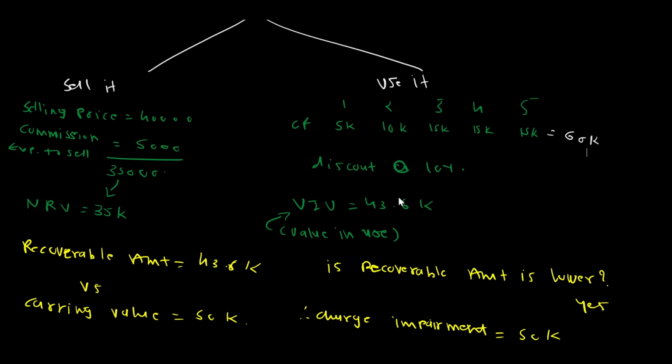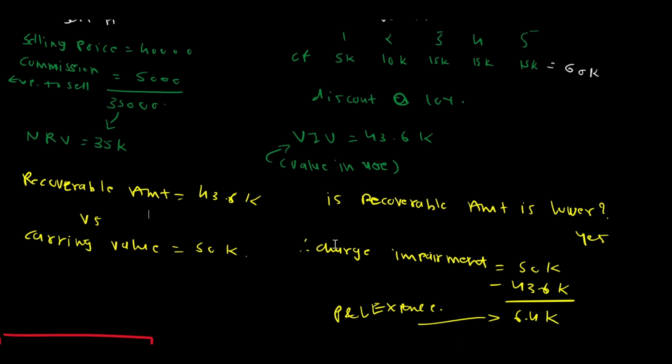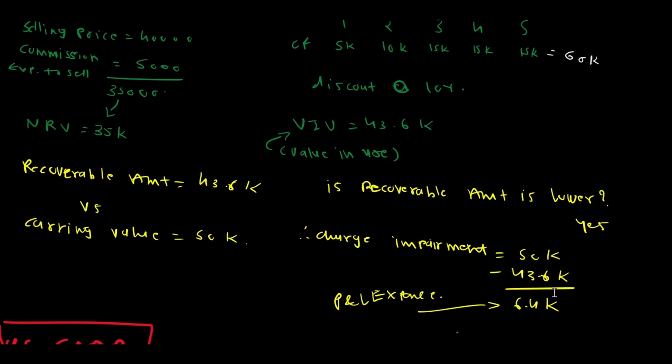I will ask the question: is my recoverable amount less than the carrying value? Yes, my recoverable amount is 46 and my carrying value is 50. So I will charge the impairment 50k minus 43.6, and 6.4k will be my impairment, and I will show it in the P&L as an expense.